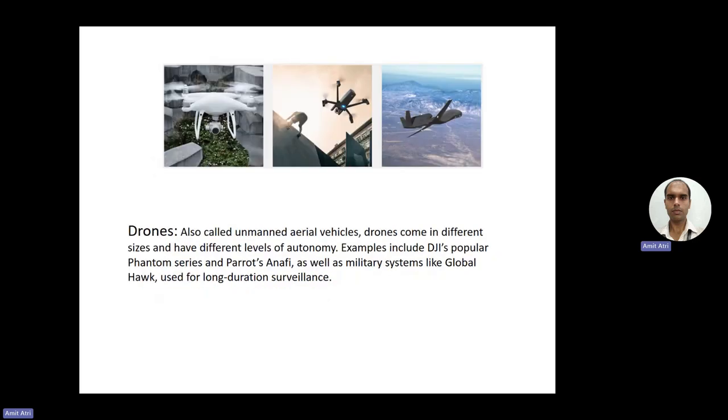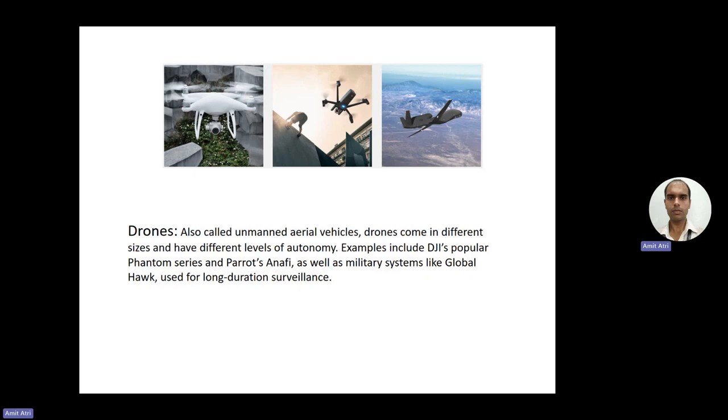Another type of robot under this aviation based category is the drones. These are also called unmanned aerial vehicles: aerial vehicles, flight based, and they're unmanned, so man is not there. Drones come in different sizes and different levels of autonomy. Autonomy means the level of human controlling needed.